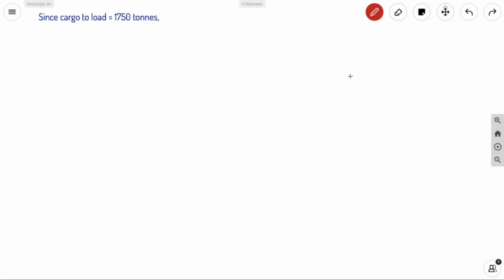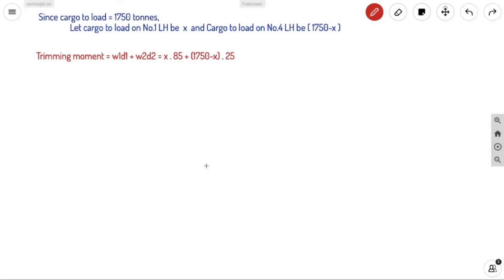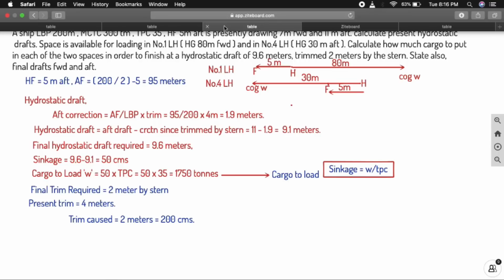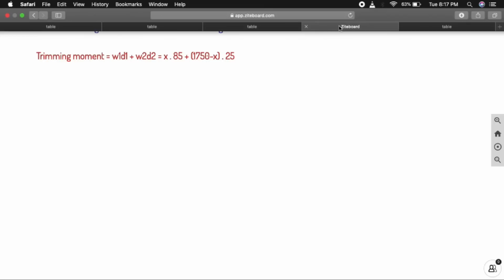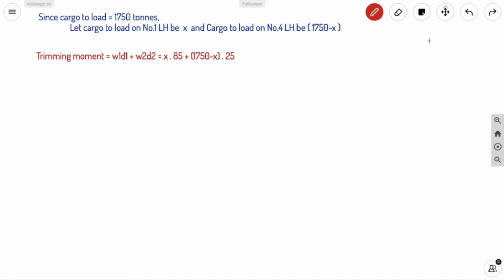Since cargo to load is 1750 as we already found, let cargo to load on number 1 lower hold be X, and cargo to load on number 4 lower hold be 1750 minus X. So trimming moment is equal to, since we have two weights, W1 D1 plus W2 D2, both are loading. That will be X into 85, W1 being X, plus W2, which is 1750 minus X, into 25. We already found the distances: 80 plus 5 for number 1 lower hold, and for number 4 lower hold 30 minus 5. So that's 85 and 25.